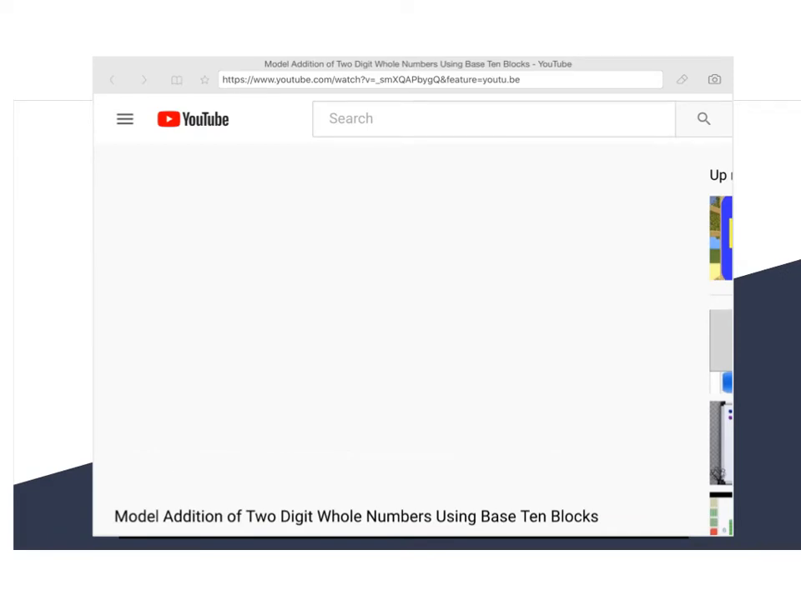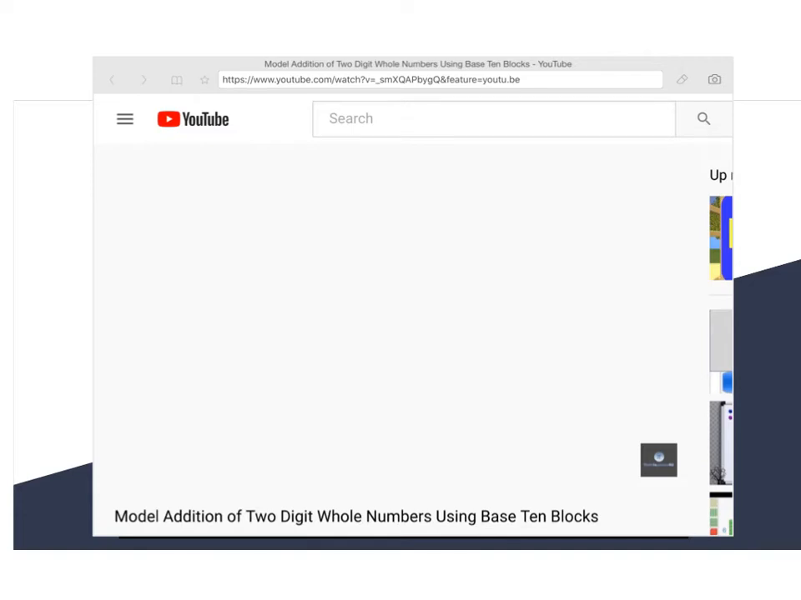Welcome to a lesson on modeling addition of two-digit whole numbers using base 10 blocks. To begin, let's consider the sum of 36 and 15. Notice to model 36, we have 3 10 blocks and 6 1 blocks. And for 15, we have 1 10 block and 5 1 blocks.